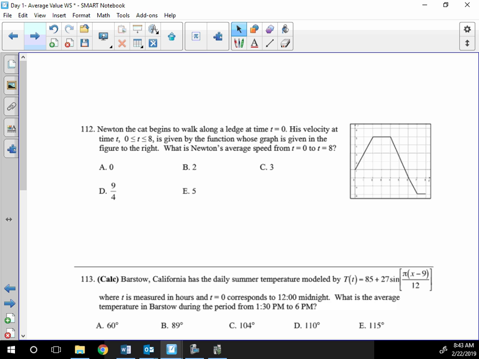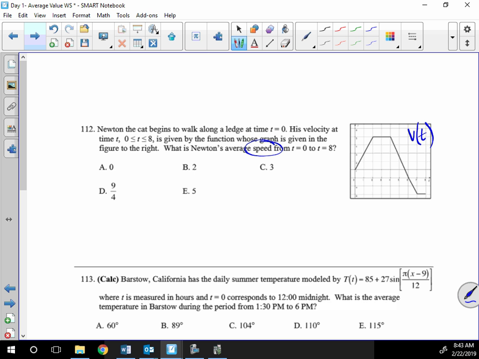Okay, so here we've got Newt the cat, because everyone names their animals after mathematicians. Newton the cat begins to walk along the ledge at time t equals 0. His velocity at time t from 0 to 8 is given by the function whose graph is given to the right. So this is our velocity graph. And then it asks, what is Newton's average speed from 0 to 8? So they're asking for the average speed.